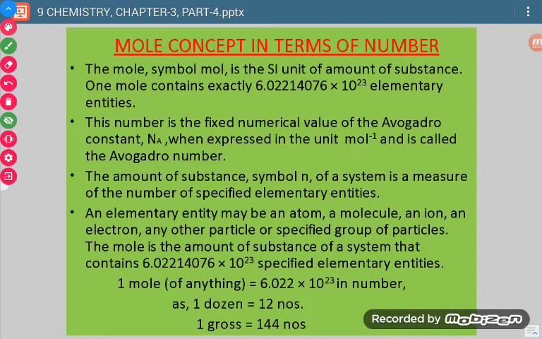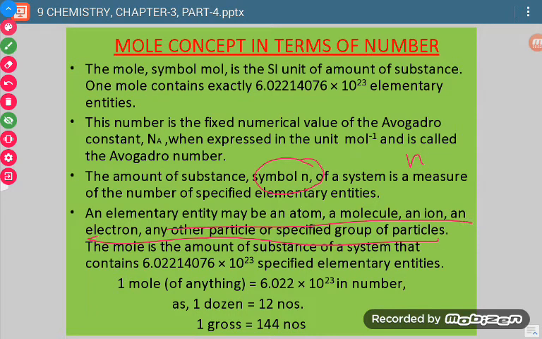Okay, now the amount of substance, what is the symbol? The symbol of mole is small n. Small n denotes the amount of substance, or the number of moles of a substance. Now an elementary entity may be an atom, a molecule, or an ion, or an electron, or any other particle or specified group of particles. See, what is the meaning of this line?